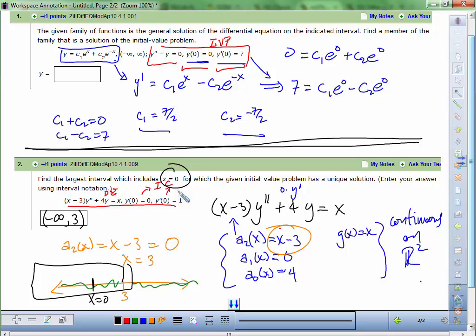All right. So that's the existence and uniqueness theorem. It basically guarantees a unique solution if you can satisfy those conditions. Which means that problem that you couldn't do on the test, if we ran it through this thing, it probably would have a unique solution, except you just can't do it by hand.